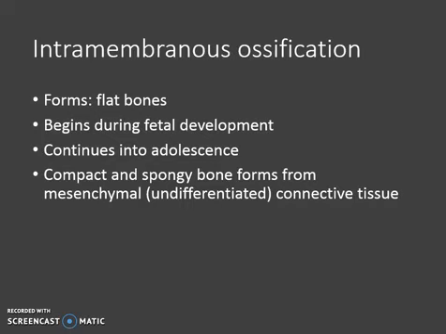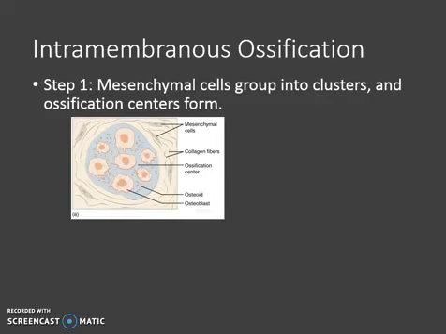So let's take a look at some of the steps of intramembranous ossification. In step 1, the mesenchymal cells group together into clusters and form an ossification center. You've got these mesenchymal cells, which are undifferentiated connective tissue cells, so it's a type of stem cell. And it starts to put down the framework for where the bone is going to be.